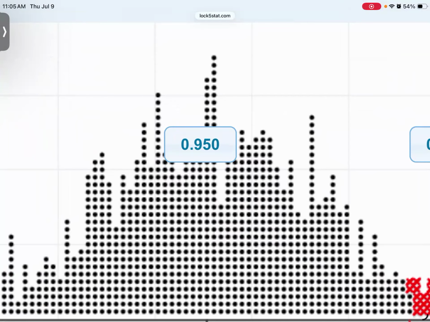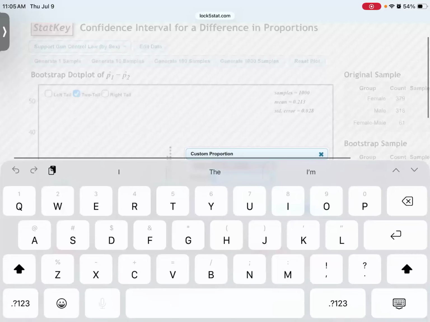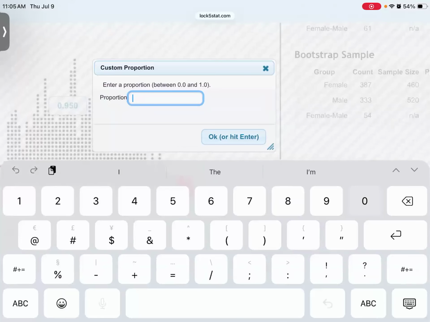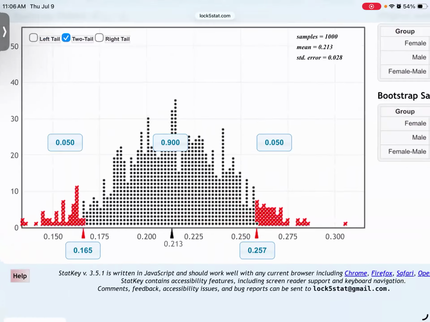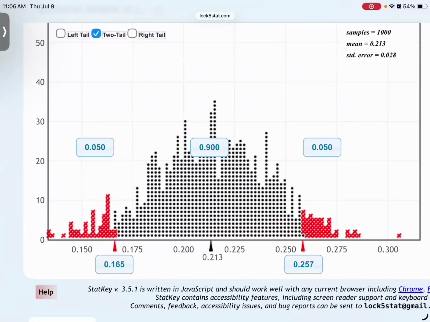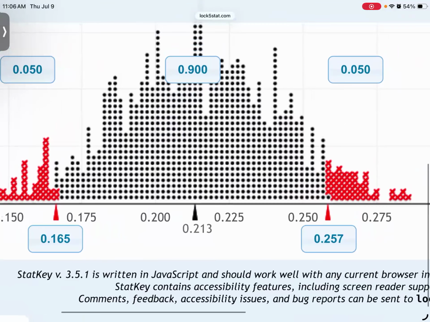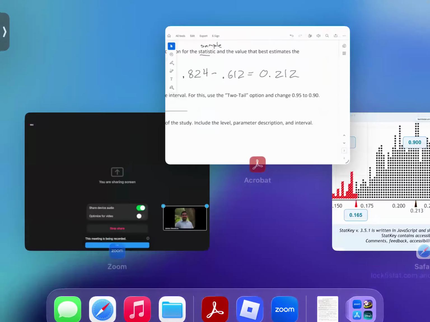So you'll click on that blue box and you'll switch it to 0.90, which is going to make the graph more narrow. And so with 90% certainty, the difference between male and females favoring a gun control law is somewhere between, I've got 0.165 as the low to as high as 0.257. So I'm going to write those real quick. 0.165 is my bottom, my lower left, 0.165.